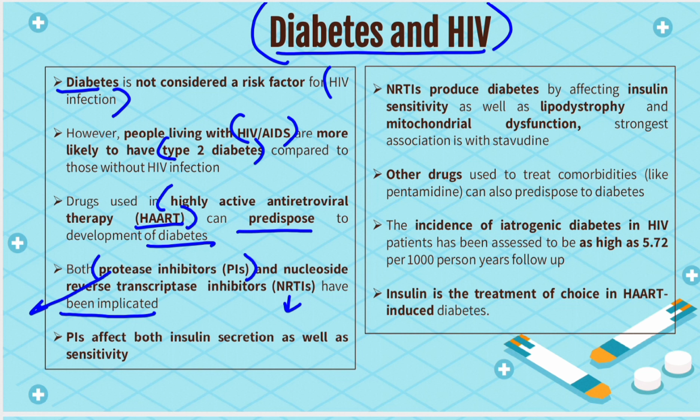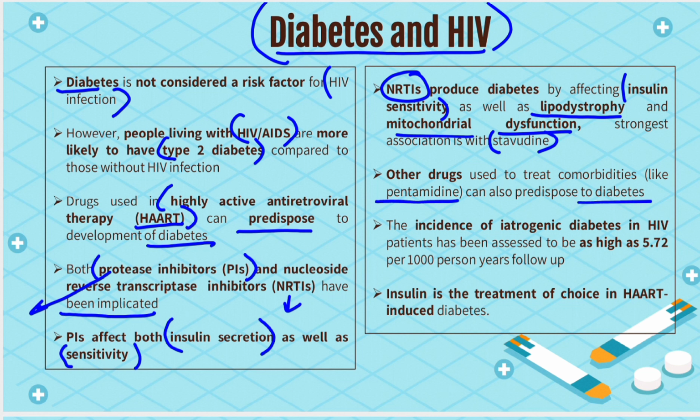The protease inhibitors affect insulin secretion as well as insulin sensitivity and cause the development of diabetes. The NRTI drugs produce diabetes by affecting insulin sensitivity as well as by causing lipodystrophy and mitochondrial dysfunction, and the commonest drug among these NRTIs which leads to development of diabetes is stavudine. Apart from that, other drugs used to treat comorbidities, like pentamidine, can also predispose to development of diabetes.